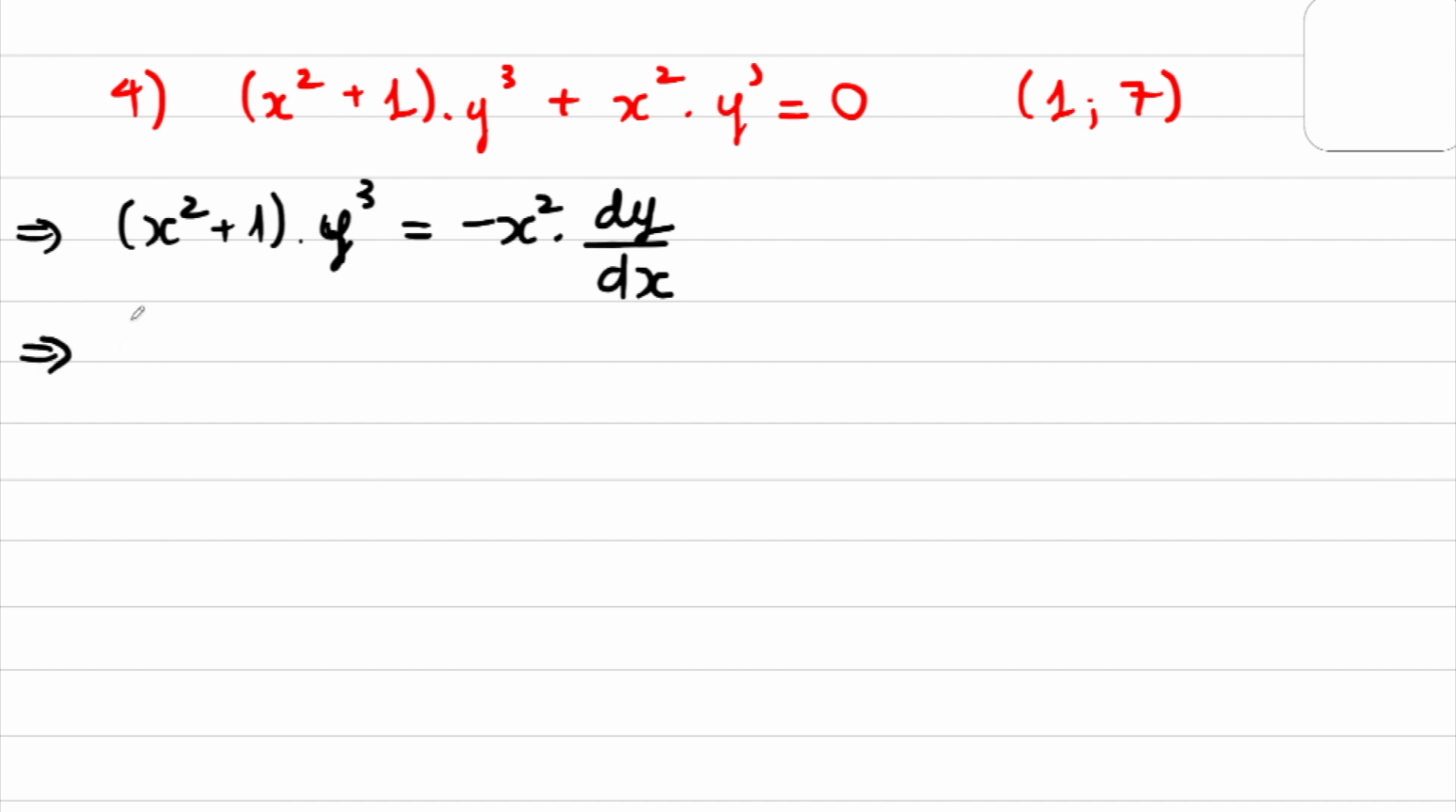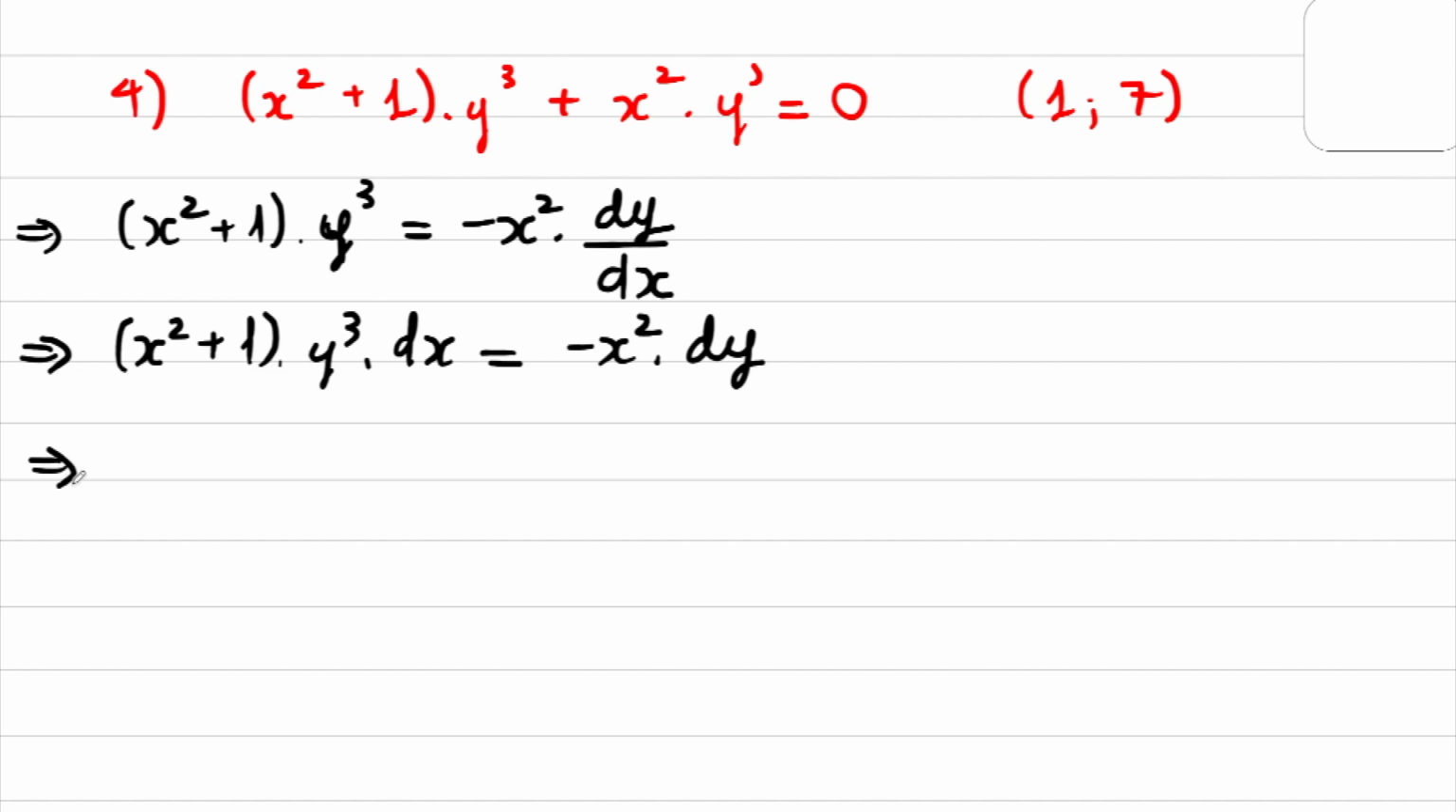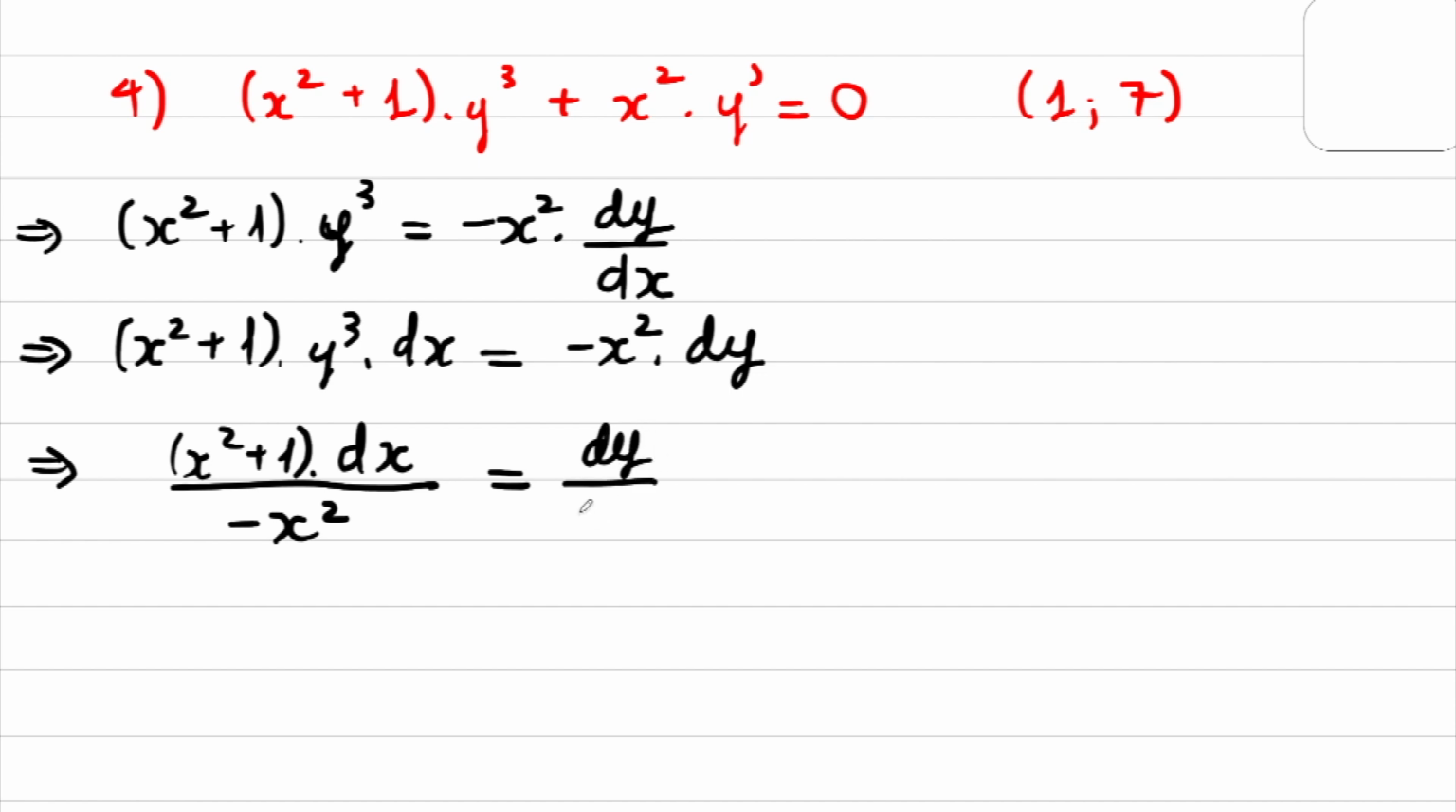So from this step, I want to multiply both sides of this equation by dx. So dx will appear in here, and on the other side you have no dx in the denominator position anymore. And the next step, I have to separate x to x and y to y. I get x squared plus 1 multiply dx divided by minus x squared, and then the other side is dy over y cubed, like this one.